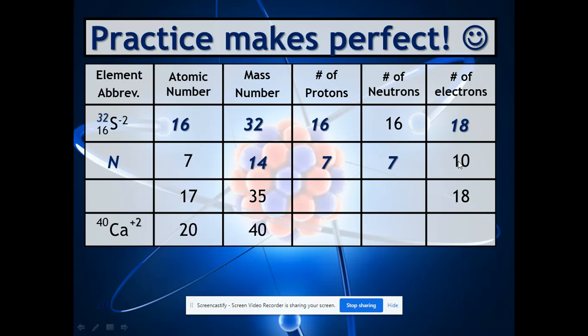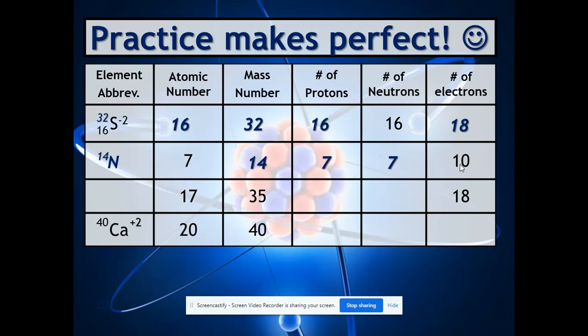Now normally before we said 7 protons, 7 electrons. But I see here that I have 10. Okay, so that 10 means that I have gained electrons, but don't think positive, okay? You have more electrons now, specifically 3 more. So what does that do to your charge?